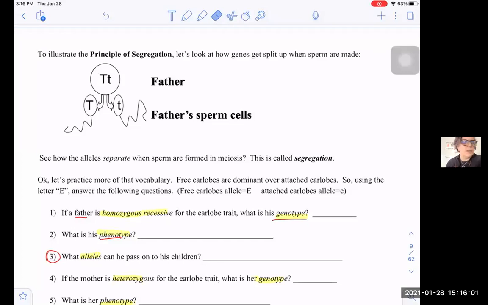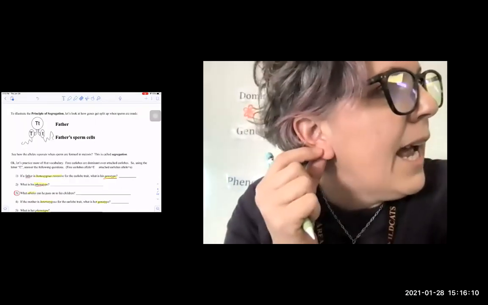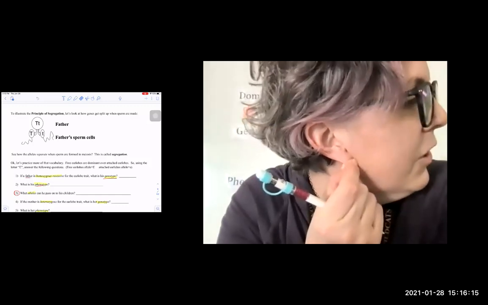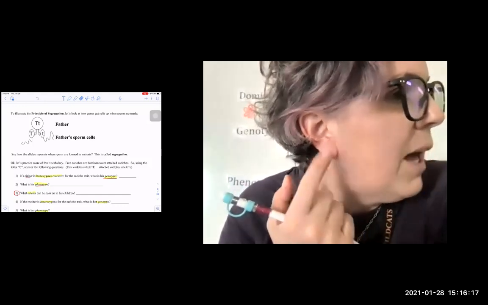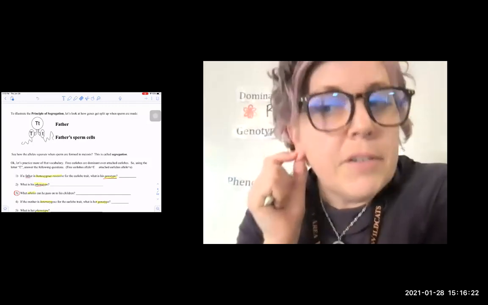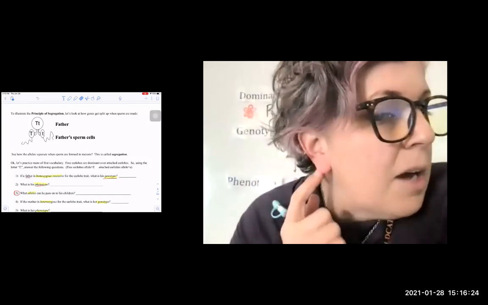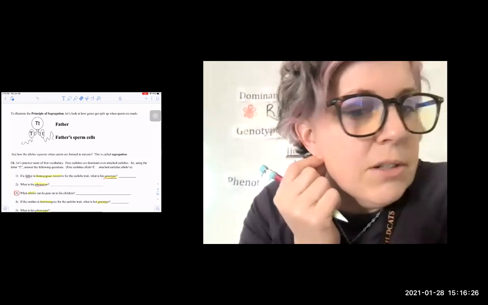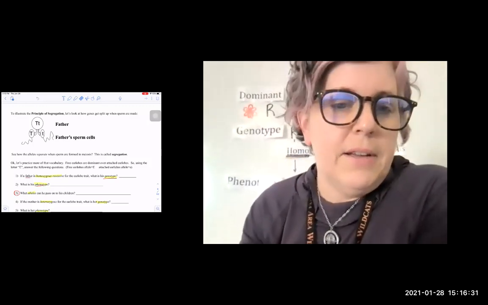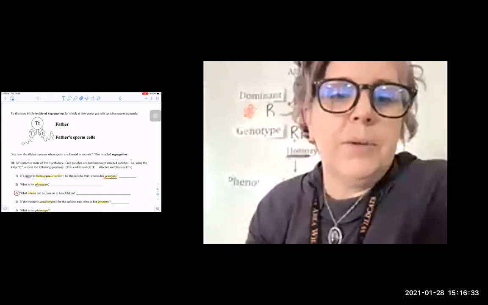You're looking at a trait for earlobe type. There's a type of earlobe that's dominant over another type. If you can see my ears right now, I have a free earlobe, meaning that my earlobe is floppy, like I can flop it back and forth. An attached earlobe is when your earlobe is attached to the side of your head and you don't have this floppy earlobe like I do. Having a free earlobe like mine is dominant over having an attached earlobe. Using the letter E, you're going to answer the following questions.